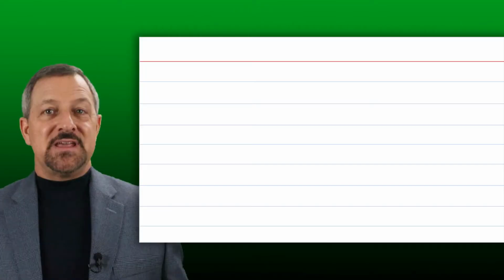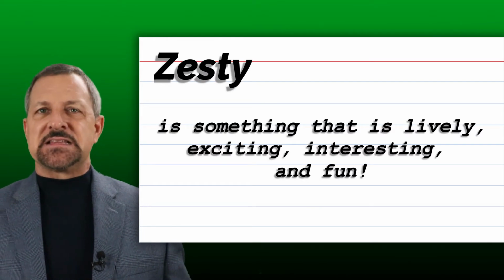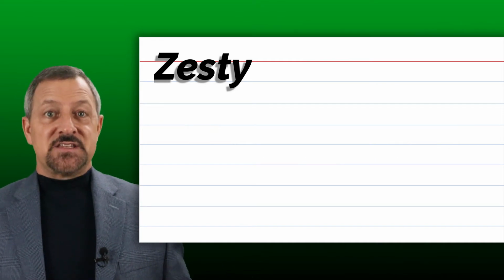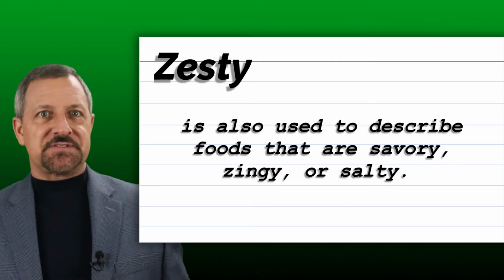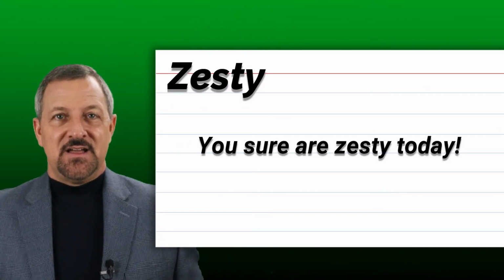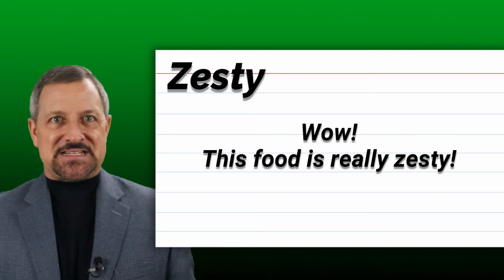And the 15th word is zesty. A basic definition of zesty is something that is lively, exciting, interesting, and fun. Zesty is also used to describe foods that are savory, zingy, or salty. When zesty is used in two different sentences, they sound and look like this. You sure are zesty today. And, wow, this food is really zesty.